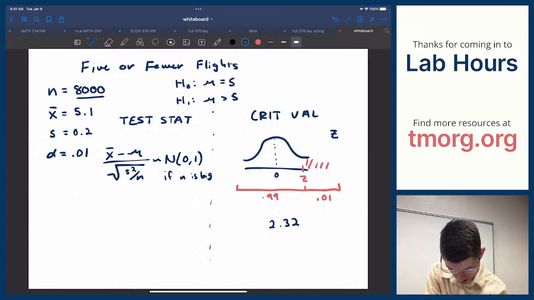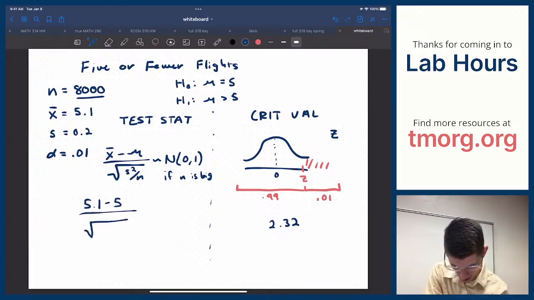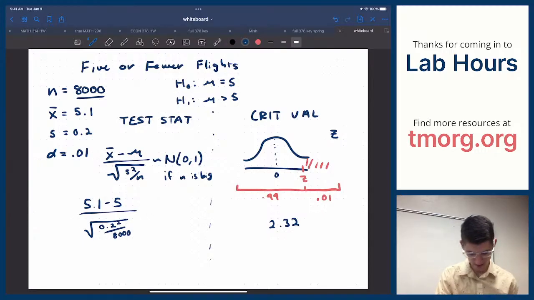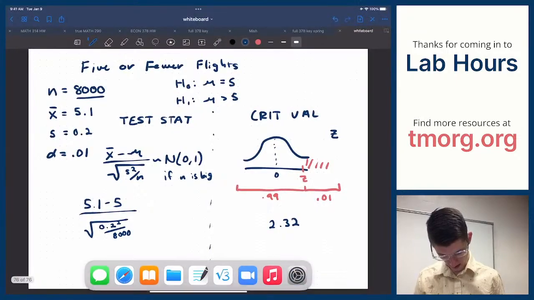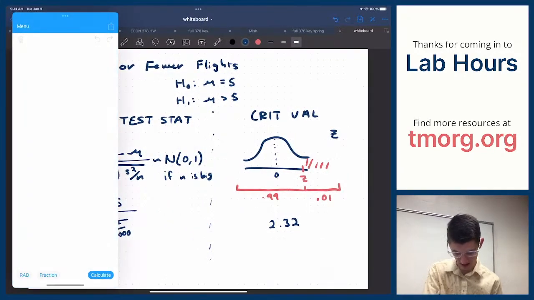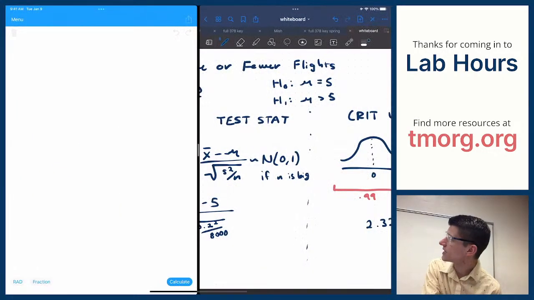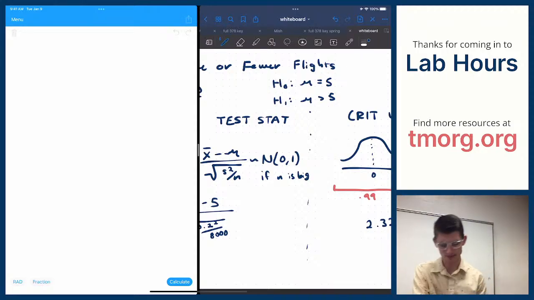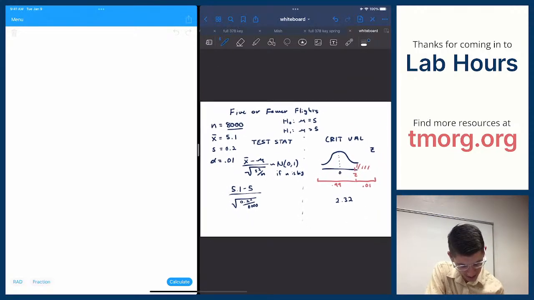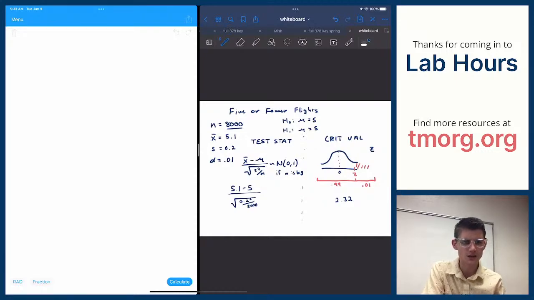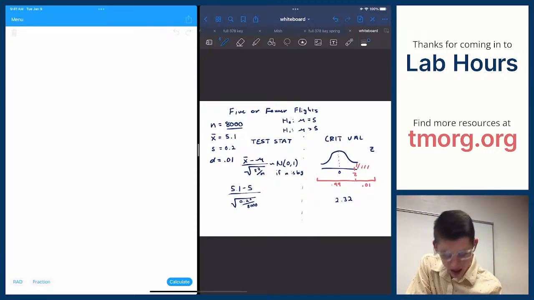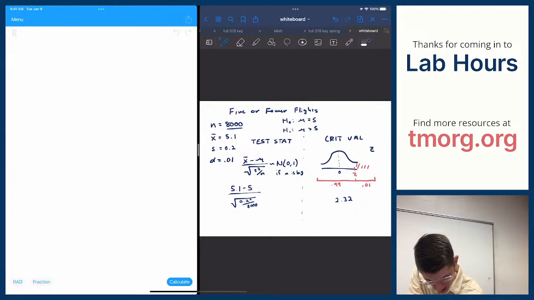I'm going to plug in the numbers here. It turns into 5.1 minus 5 over the square root of 0.2 squared over 8,000. I'm just going to pull out my calculator here, and you'll see this in a second. I don't know why it's taking so long. It's probably just a computer thing. But anyway, I'm going to start writing these numbers in.